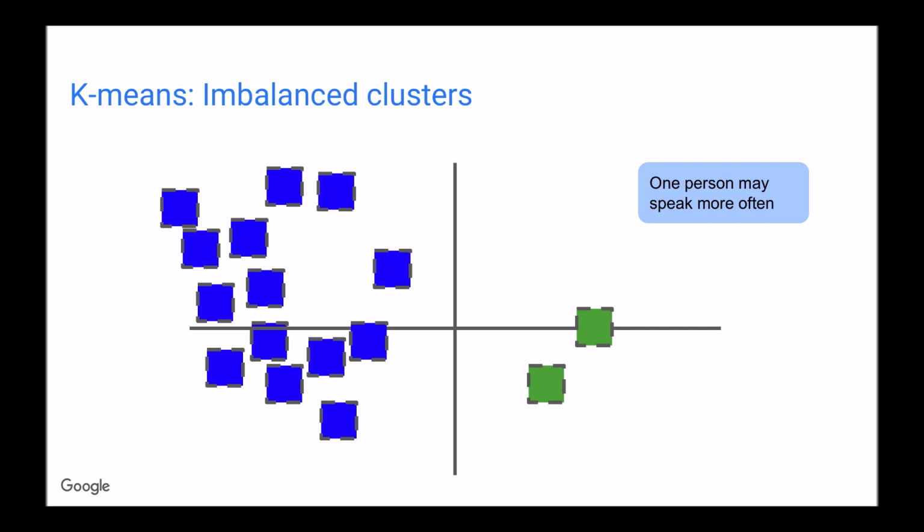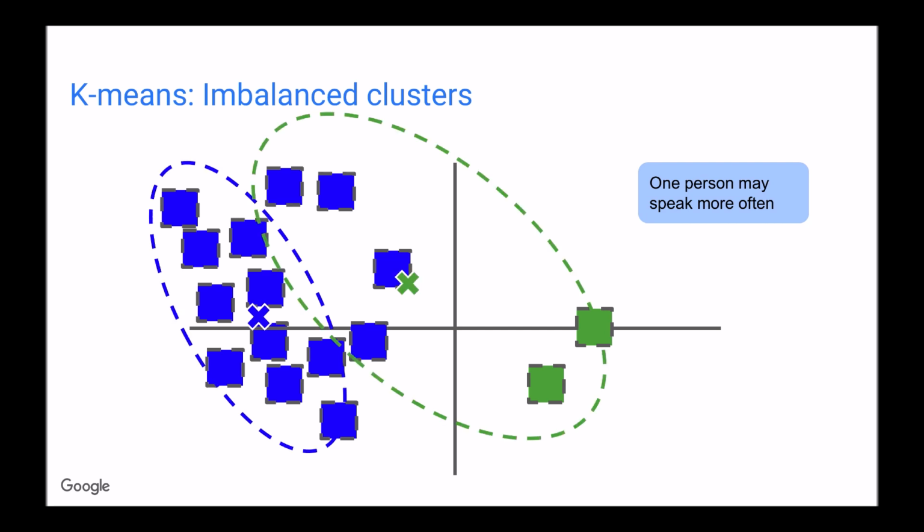Here is an example of imbalanced clusters. In speaker diarization, we see this when one person talks more often than the other. If we model the clusters by Gaussians, we may get something like this.